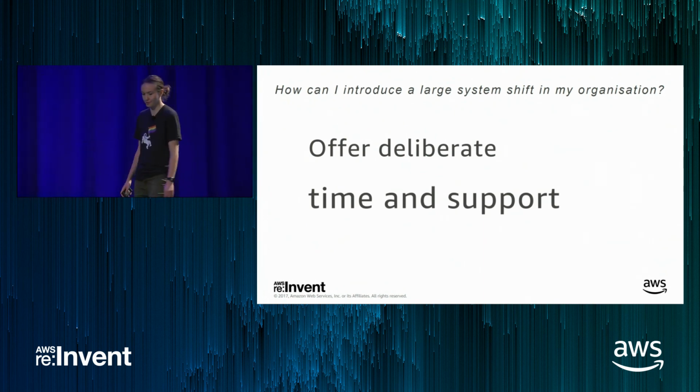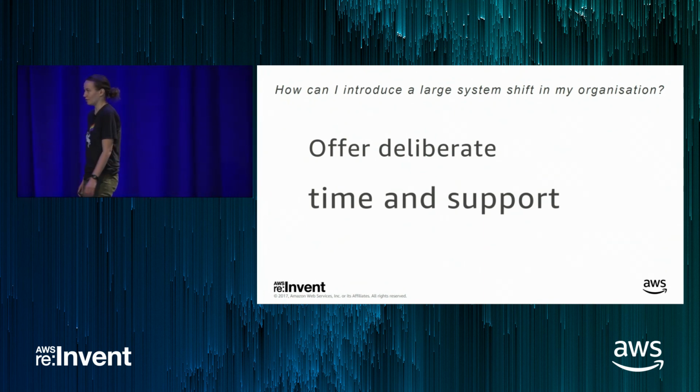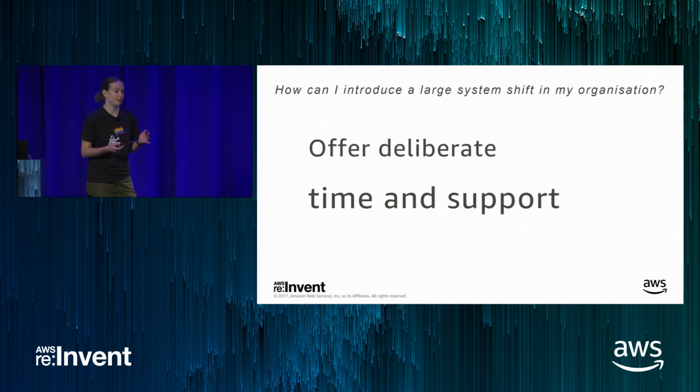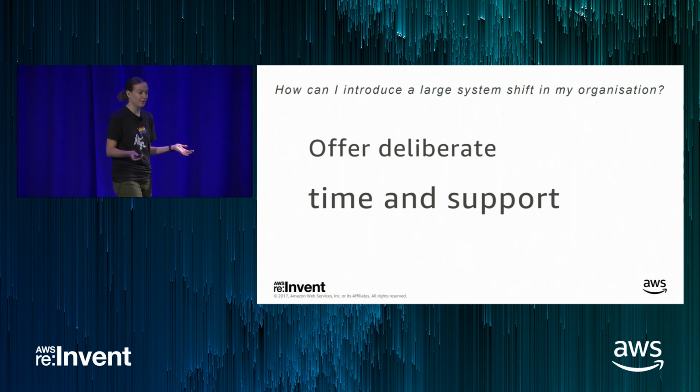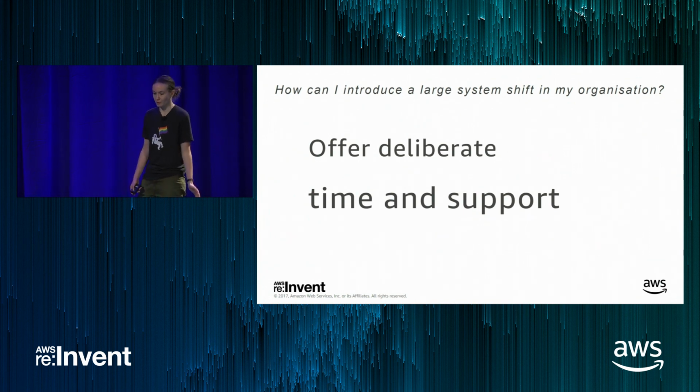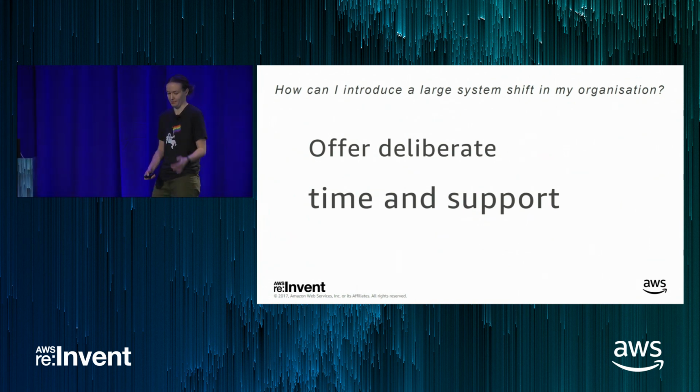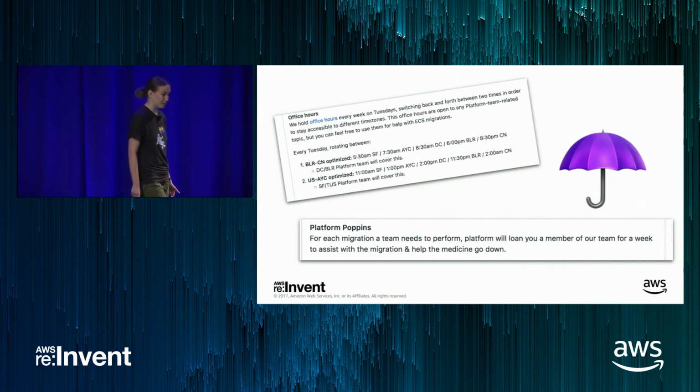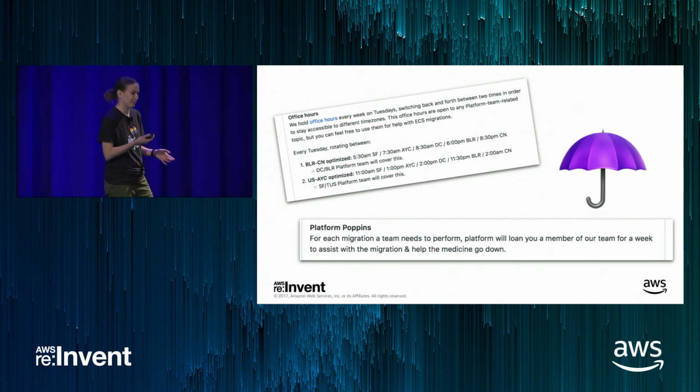And the last point is offer deliberate time and support. If your team is set up anything like ours, where one team is spearheading the migration for others, it's really important to think about how you're going to offer support to other teams. We did a variety of different support areas. We offered weekly office hours where other teams could come in and check in with us about how their ECS migration was going. We also offered what we called platform pop-ins, which is a personal migration assistant who would review your pull requests and check in with you every once in a while to see if they could help with your ECS migration.